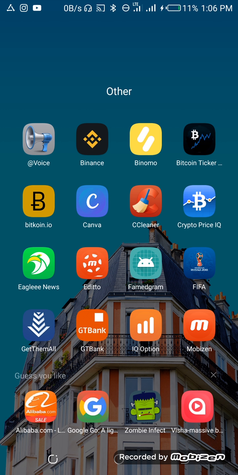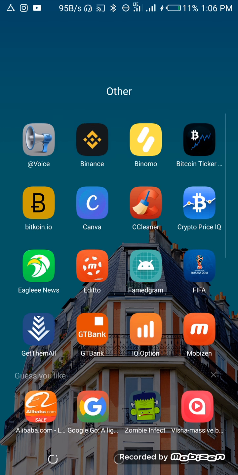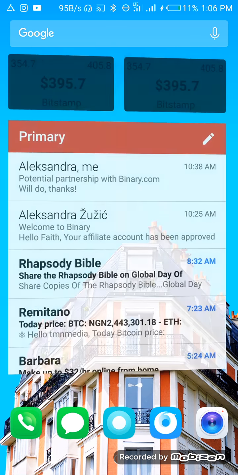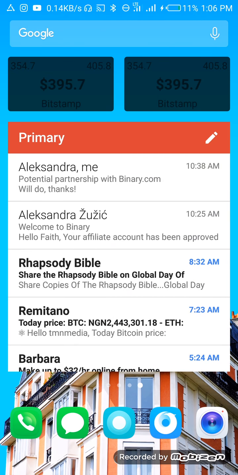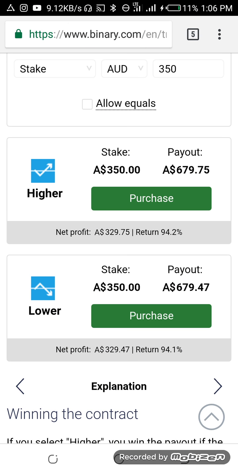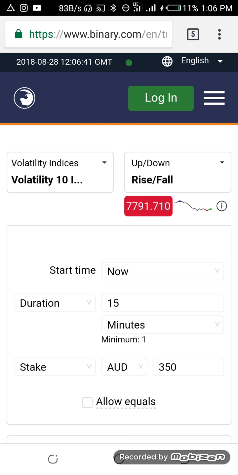Now, this is binary trading. It's much more like basic trading, whereby you predict and you win when your prediction is right. It's not gambling. It's quite different from gambling, because sometimes you will be able to predict correctly based on analysis. Now, I'm going to be showing you this.